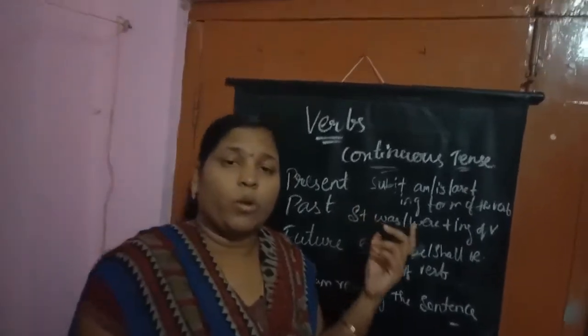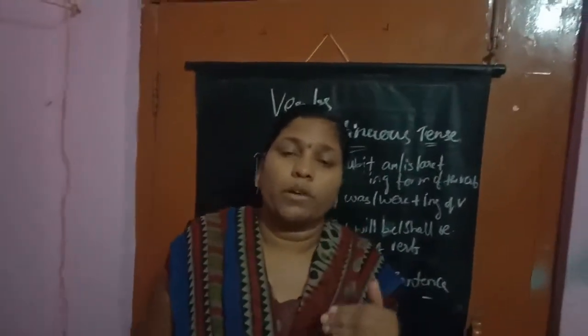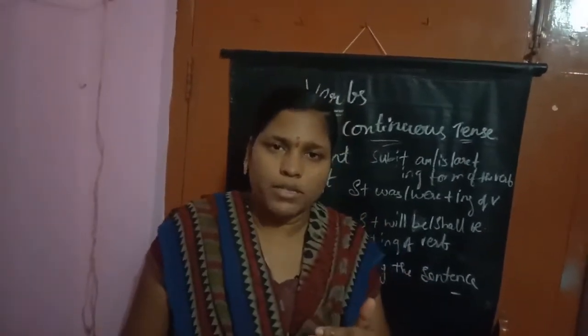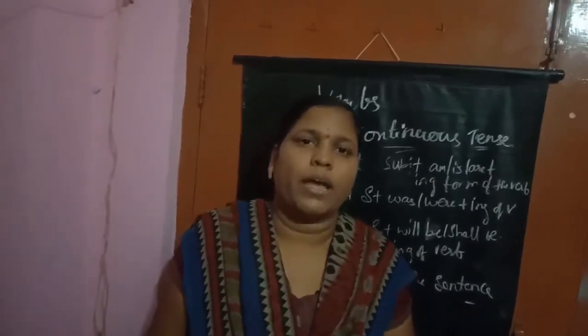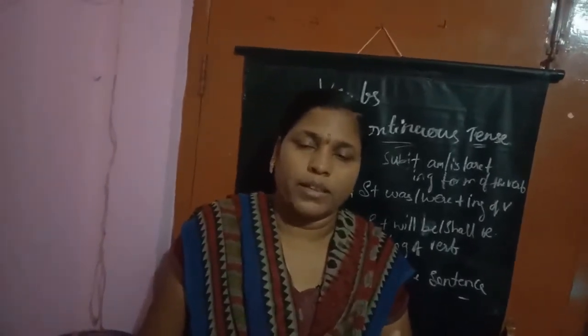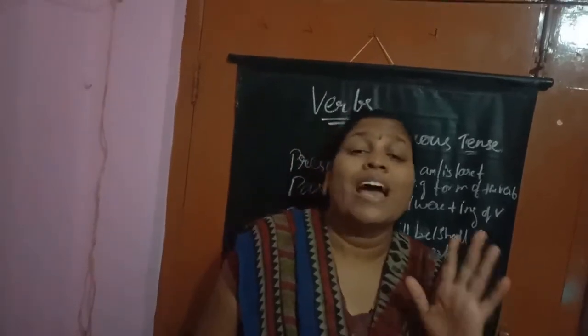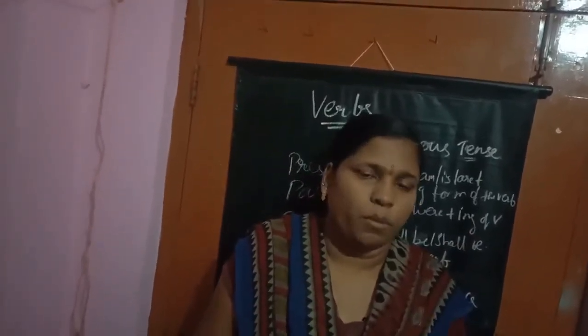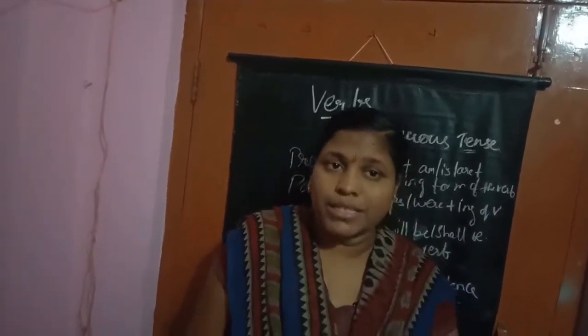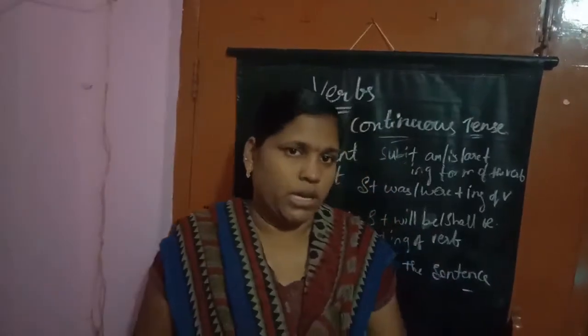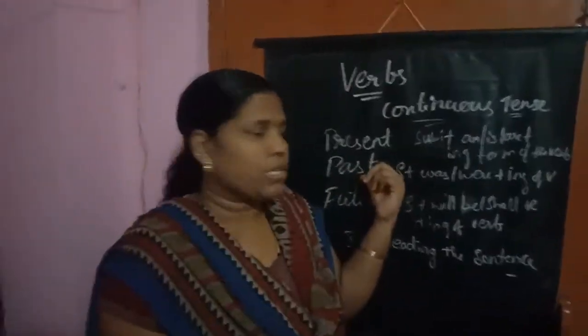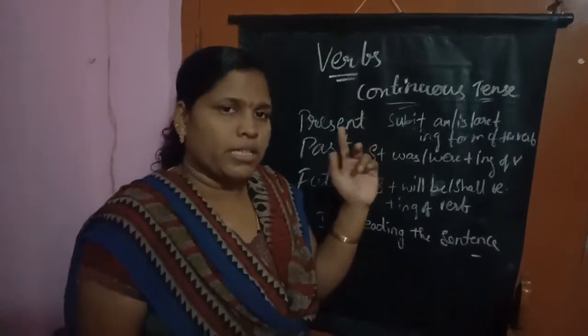We are talking about the past form. We are talking about the past form at this time. At the specific time, what was happening? That is the past form. What is going on now? It is the present continuous tense. Understood, children? Past continuous tense, present continuous tense.